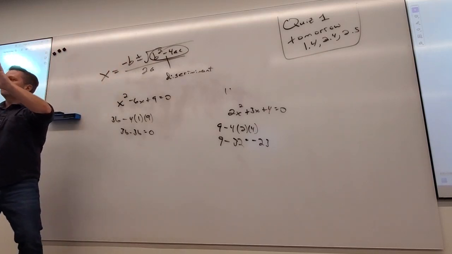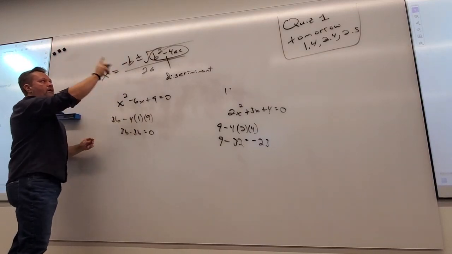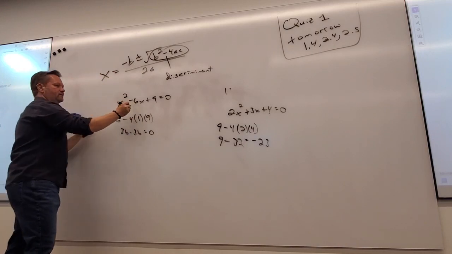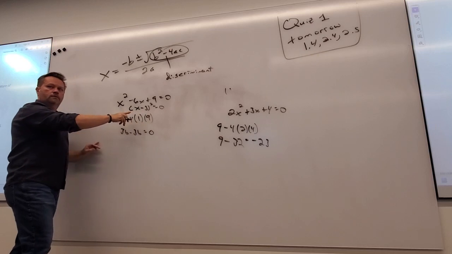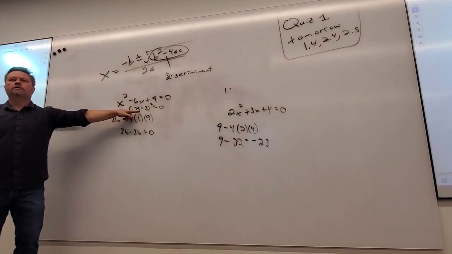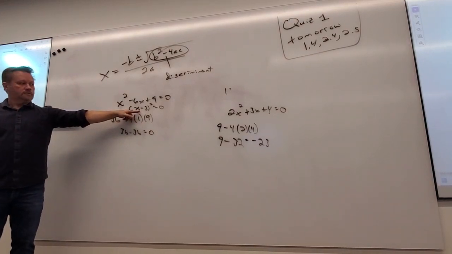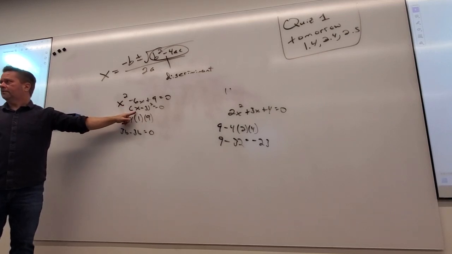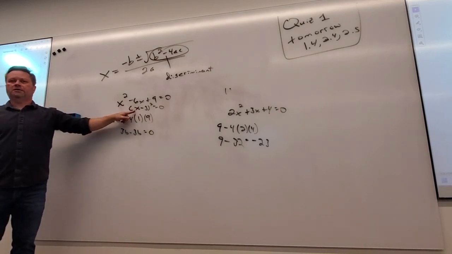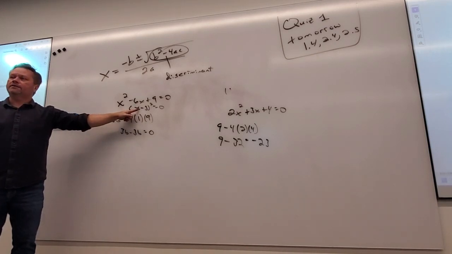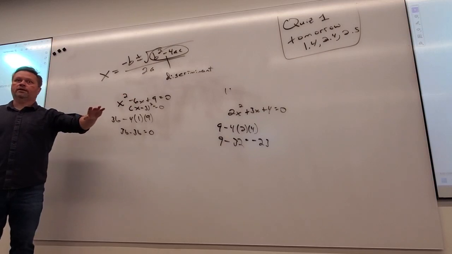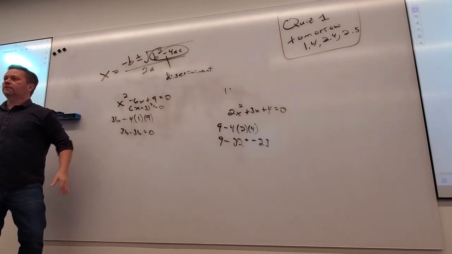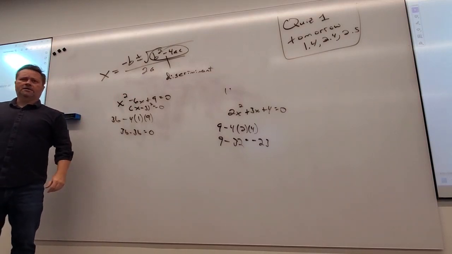Now, real quick, I will get one answer from this, but do you see if I just factor the thing? What's the answer? What makes it 0? What minus 3 is 0? 3. I get one answer, but I get it twice. So there are 2 answers, they just happen to be the same.